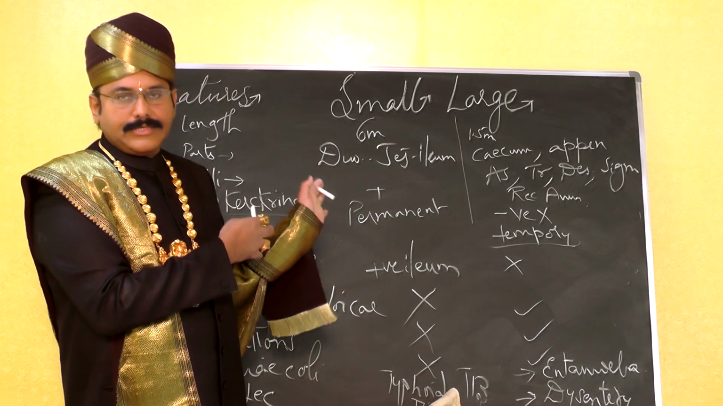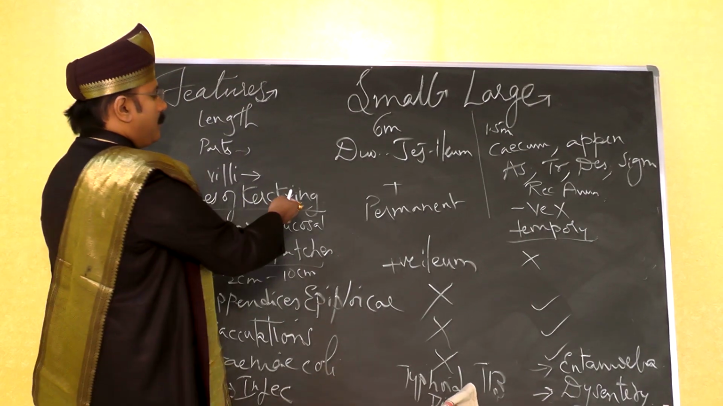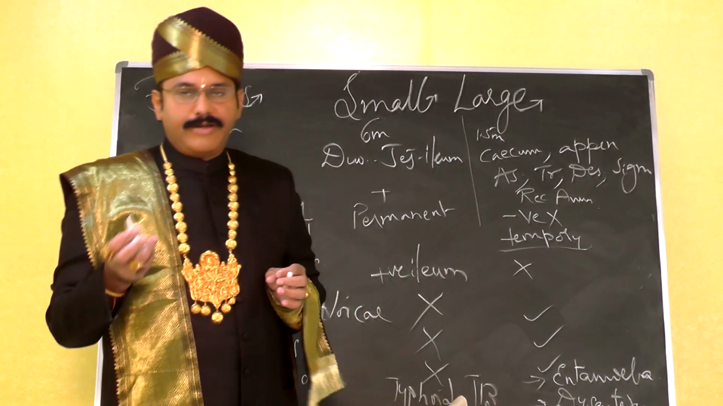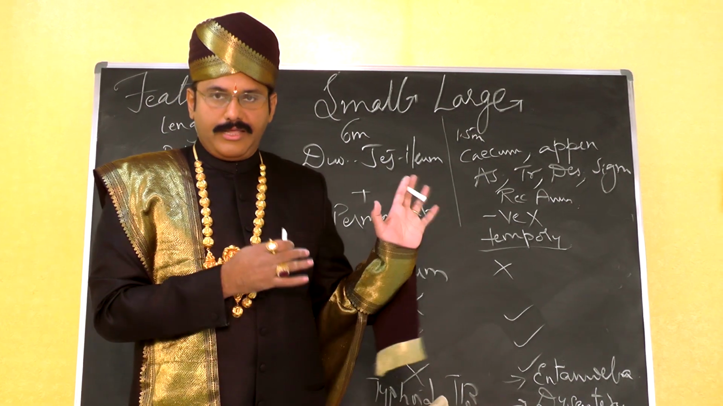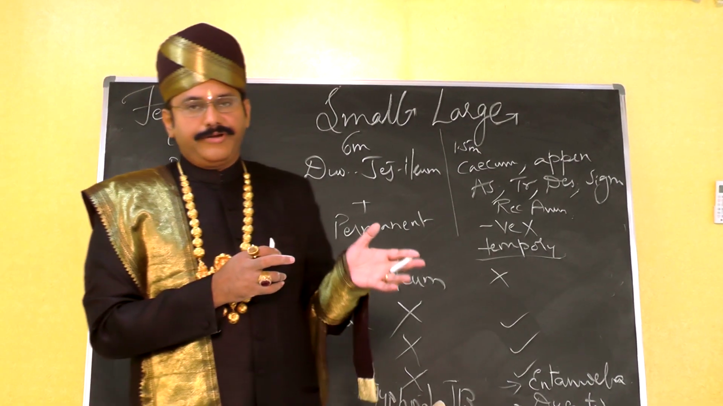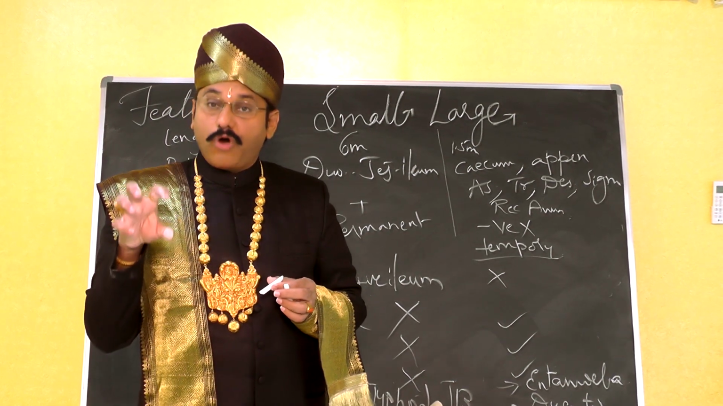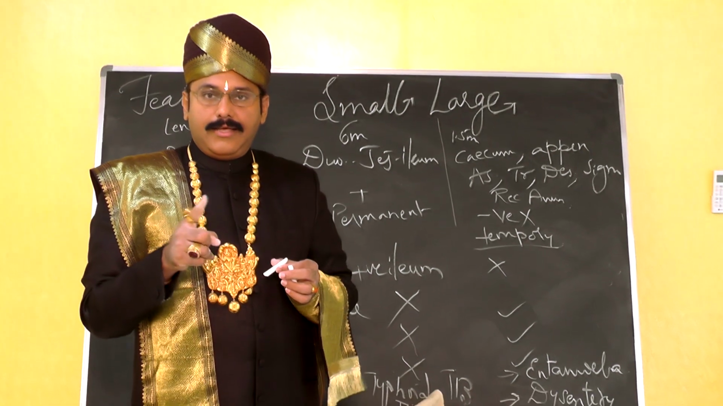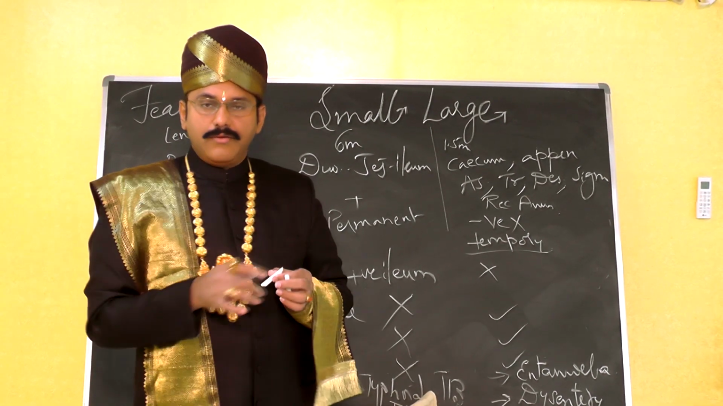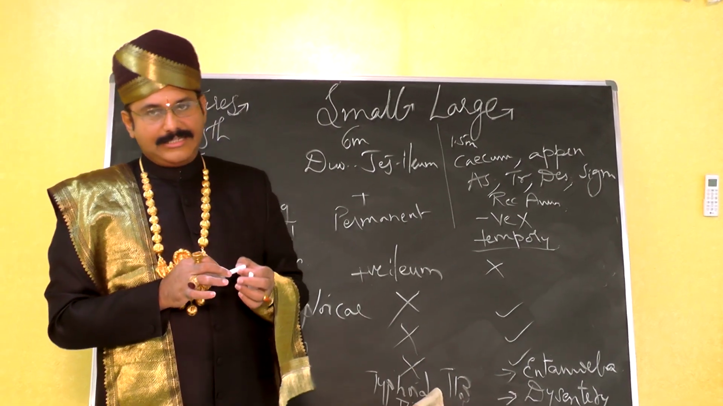And basically the job of the small intestine is to absorb what? All the metabolites, the proteins, carbohydrates, fats, the essential nutrients, micronutrients, macronutrients, are absorbed here in the small intestine. And what is the job of the large intestine? Absorption of water and making the fecal matter soft by adding mucus. So these are the differences between the small intestine and large intestine.